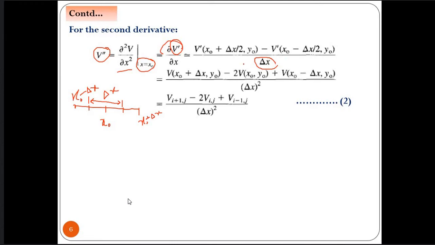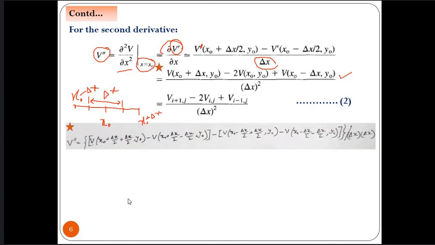If you simplify this, you see it is not only v of x0 plus del x by 2 comma y0, it is v dash. So if you simplify it, you will get that. If you have any problem with this, I have written the details. So v dash, for this particular term, you can write it in this way.